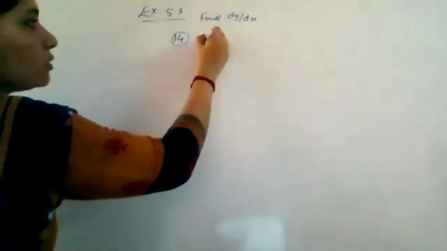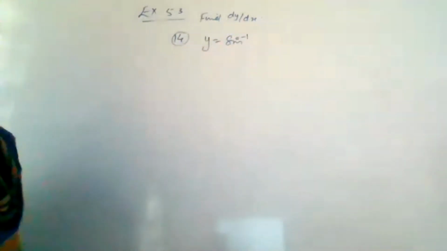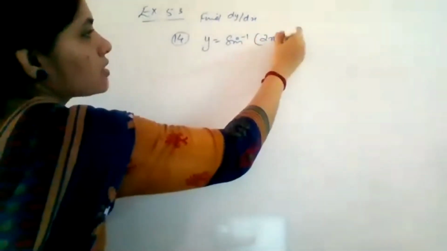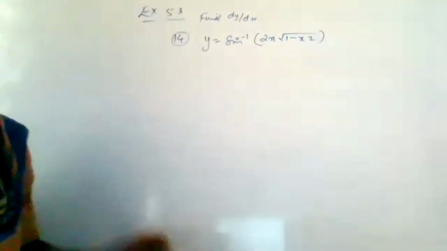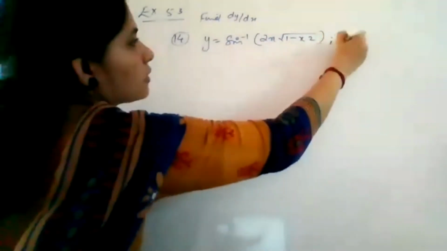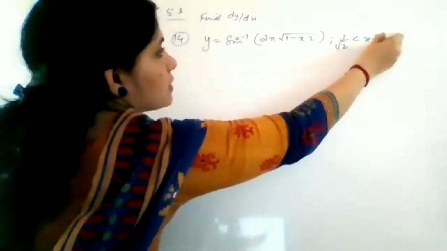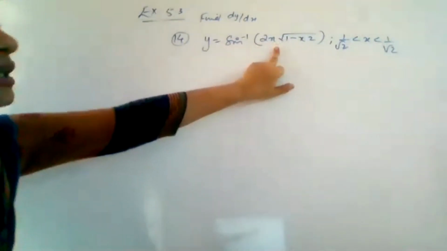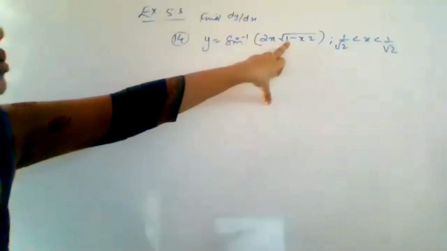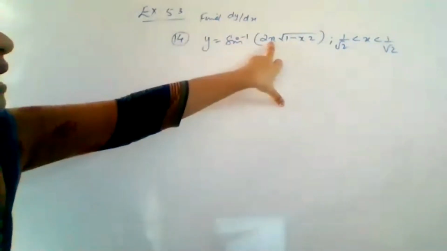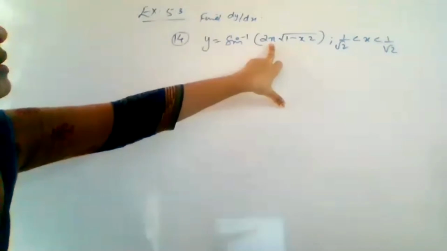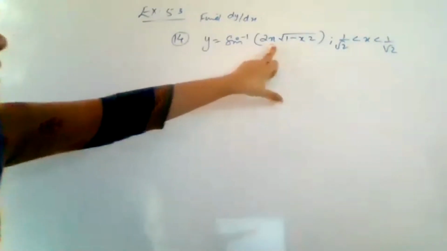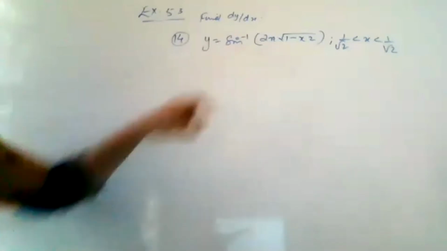Question 14. y is equal to sine inverse of 2x into root of 1 minus x square, where minus 1 by root 2 is less than x. This is the condition given for your x. Now again for this you need to think of 2 into something into root of 1 minus something. If you substitute x as sine theta, cos theta. x as cos theta is also okay, but that will do.